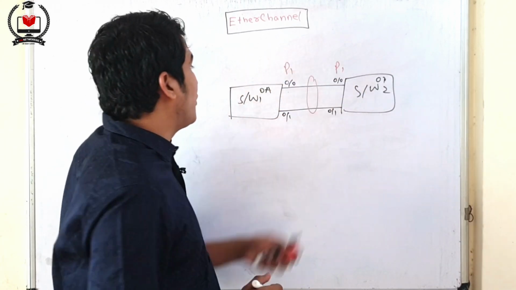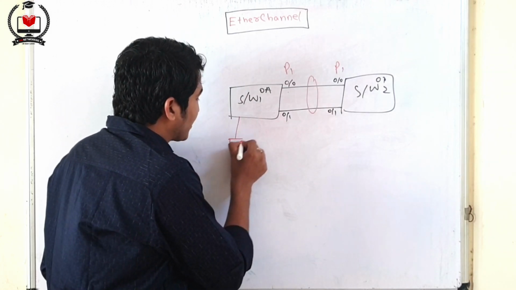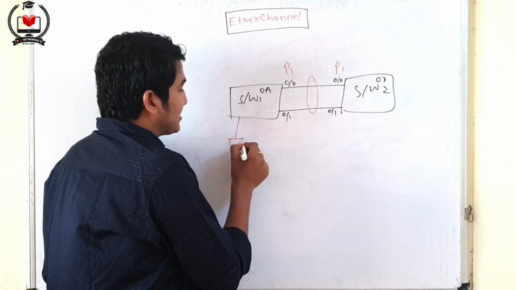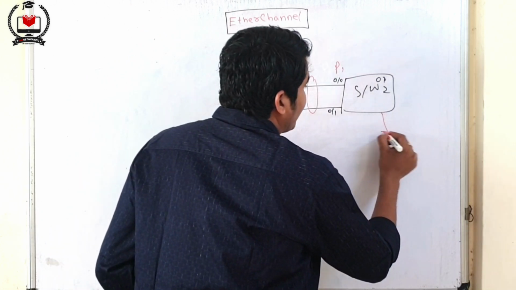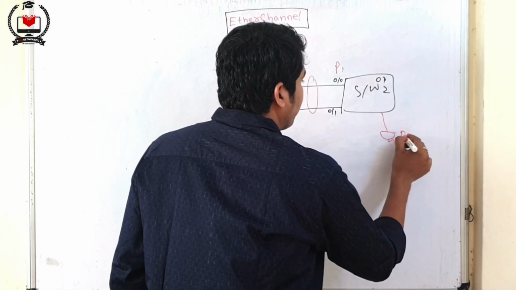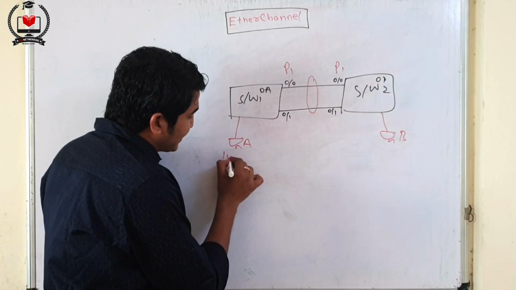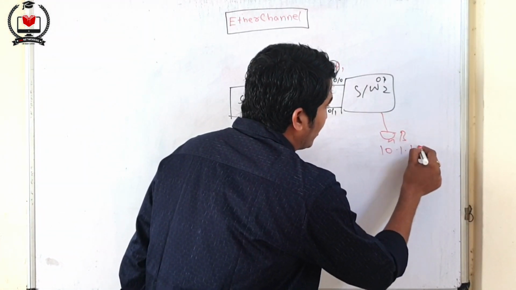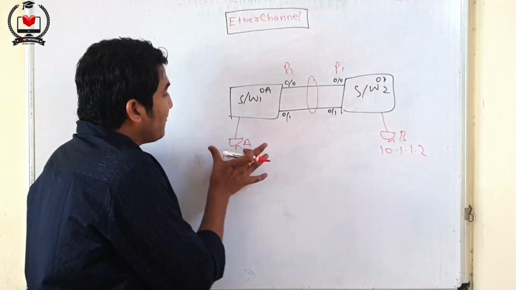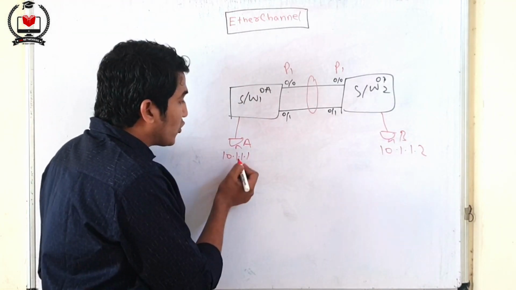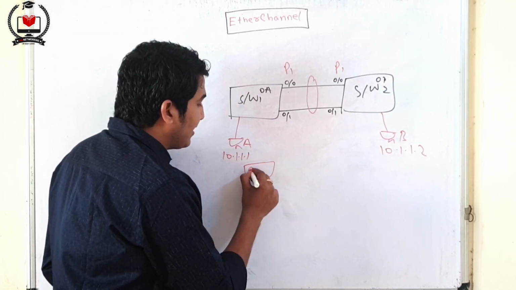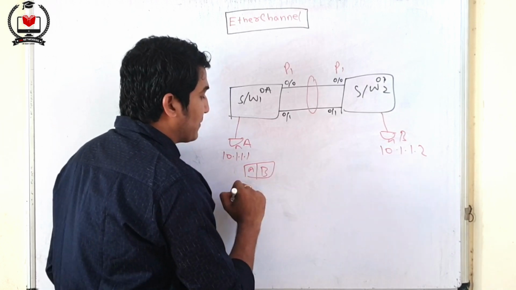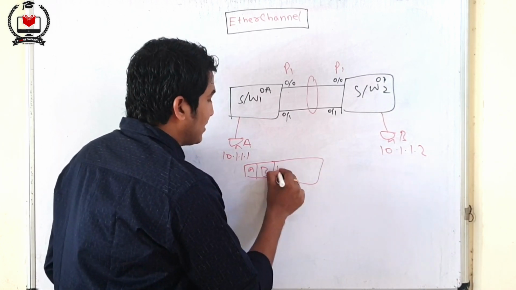Suppose this is my P1, this is also my P1, right? This is logical port. Here suppose we have some user, okay, whose MAC address is suppose A. Here also we have one computer whose MAC address is B. Suppose IP address of this machine is 10.1.1.1, IP address of this machine is 10.1.1.2. Fine. Now if this machine ping to this machine, so source MAC will be what? Source MAC will be A, destination MAC will be what? Destination MAC will be B, source IP will be what?